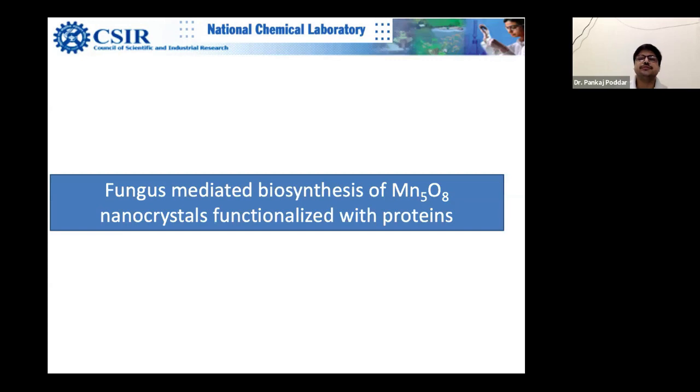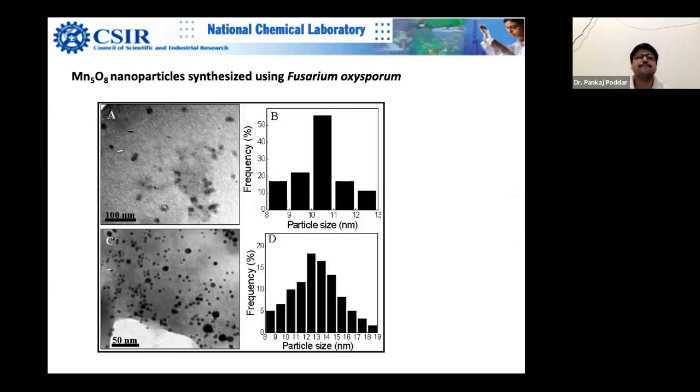Here we wanted to synthesize some form of manganese oxide, and we were not intending to make Mn5O8 nanocrystals, but this is what we got, and that makes it very interesting. We used this fungus, Fusarium oxysporum, and these images show Mn5O8 nanoparticles, and you can see every size is around 10 nanometers, which is again surprising.